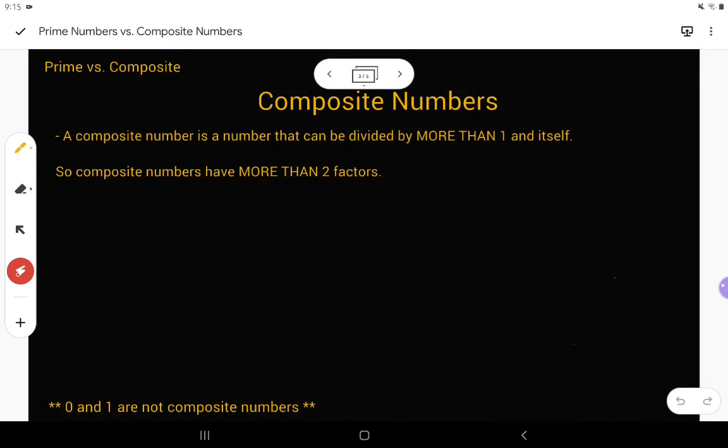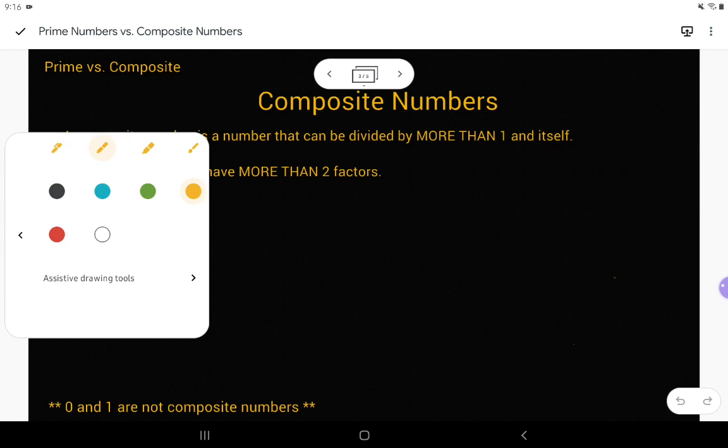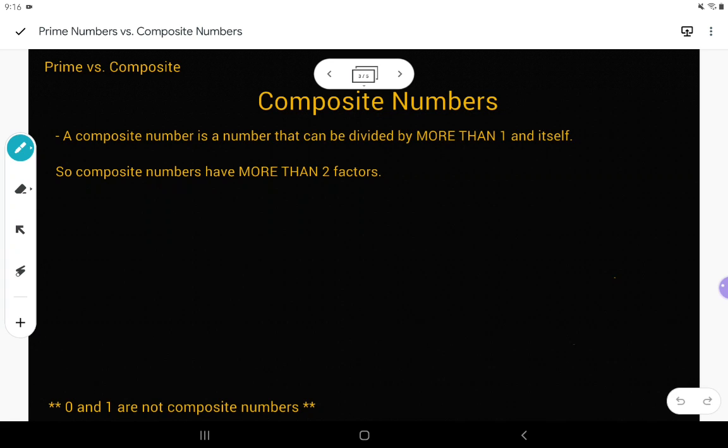So let's look at composite numbers then. If prime numbers are only going to have 2 factors, composite numbers are just numbers that have more than 2 factors. So that means we can divide by more things than just 1 and itself. Let's try the number 6. So I know I can go 6 divided by 1 equals 6. We always start with 1, and so I know I can go 1 times 6 is 6. So 1 and 6 are factors.